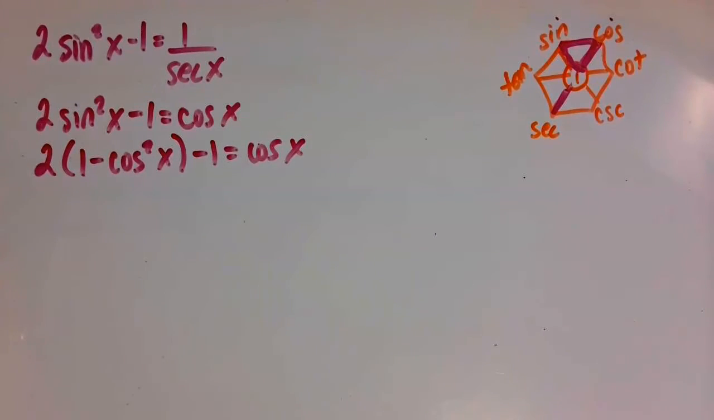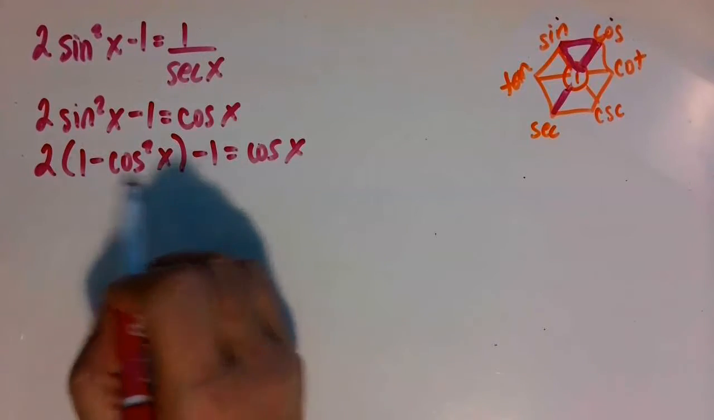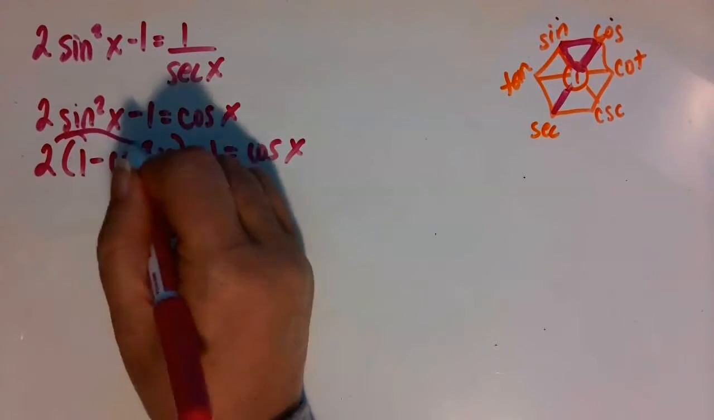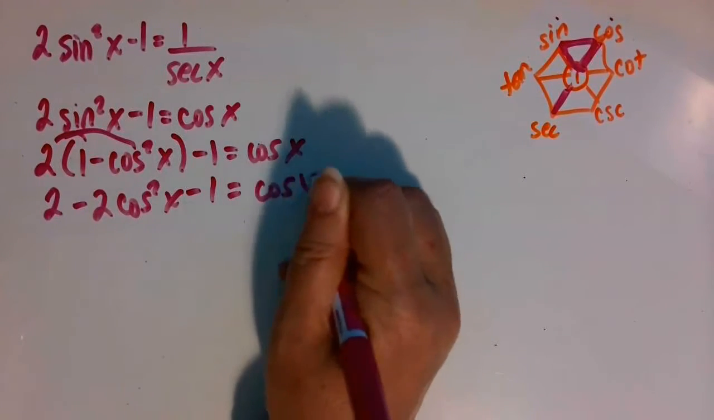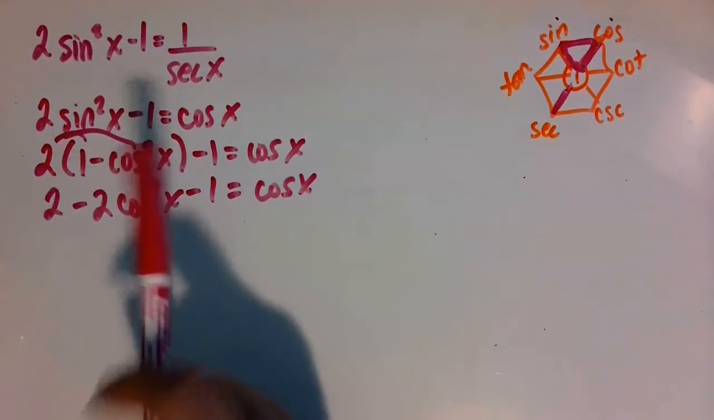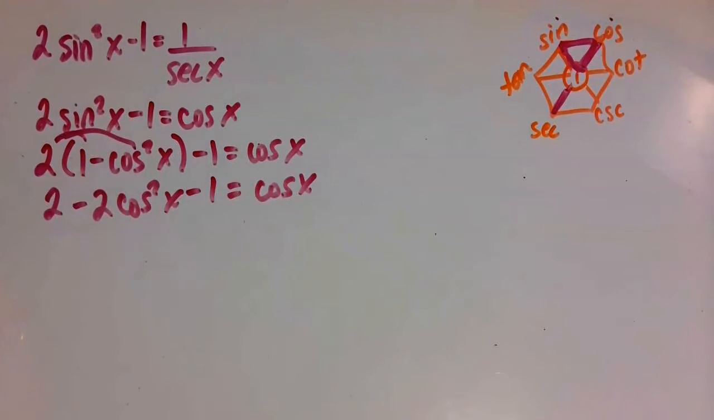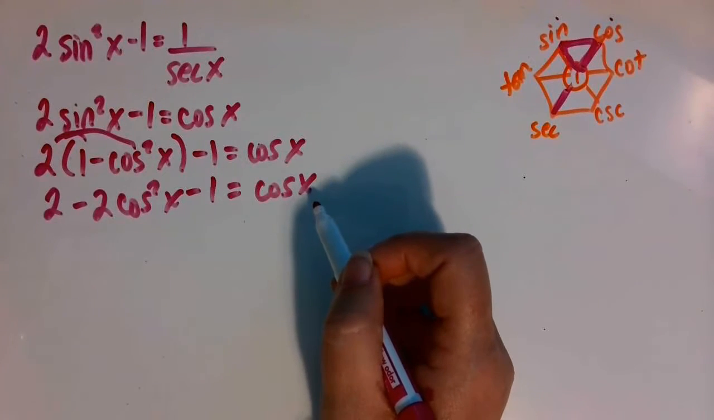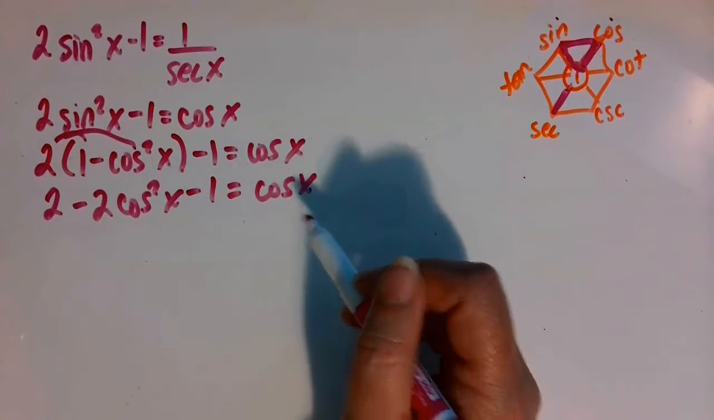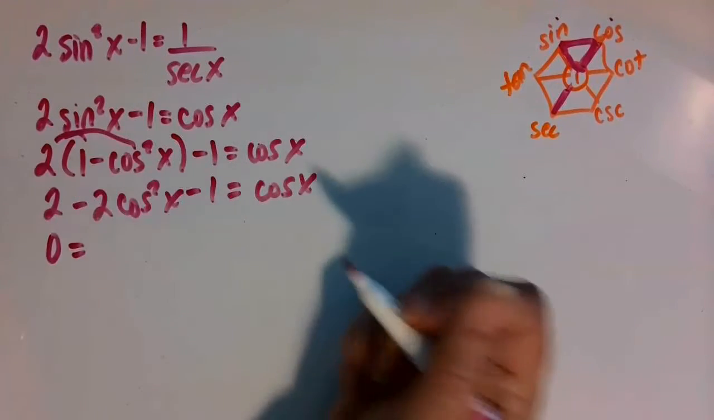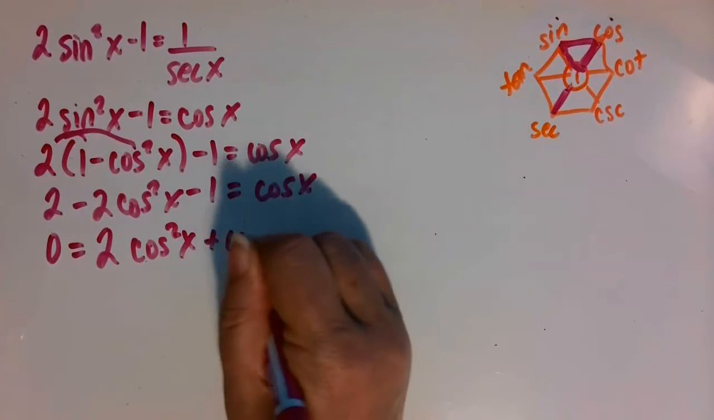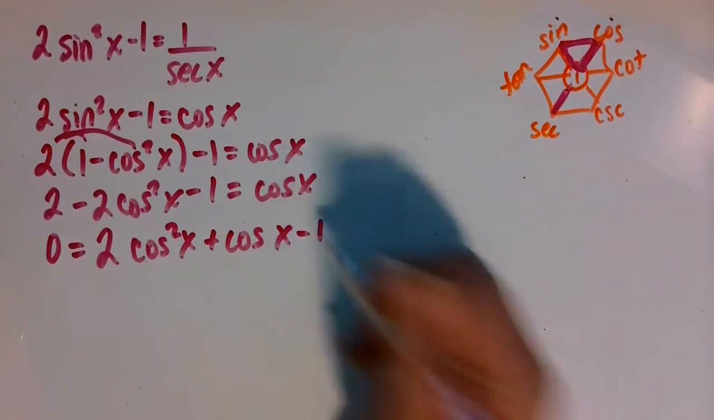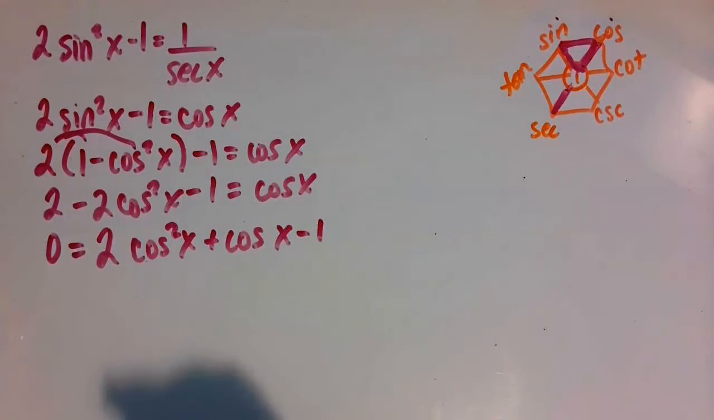using that Pythagorean identity. Then to evaluate these parentheses, we'll distribute, and we'll have 2 minus 2 cosine squared x minus 1 equals cosine of x. And that's quadratic. We have a quadratic term, a linear term, and a constant. So let's set this equation equal to 0 by adding 2 cosine squared x to the other side, subtracting over the 2, adding over the 1, and then 0 equals 2 cosine squared x plus cosine of x, and then minus 1.